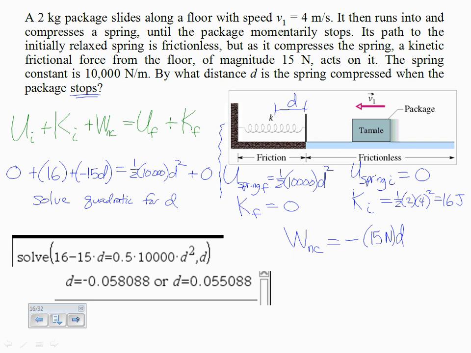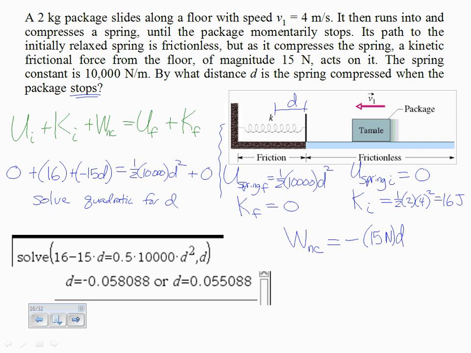The work done by friction was negative because the force of friction opposed the motion. And it was 15 newtons times the distance that it slid, which is what we're looking for. And at the end, the object stops, so the final kinetic energy is 0. And the final potential energy is 1/2 times the spring constant of 10,000 newtons per meter times the distance d squared. And so we got this quadratic, and I left it to you to solve.